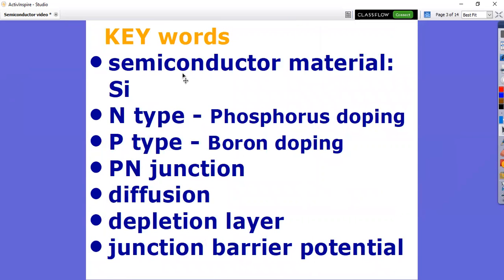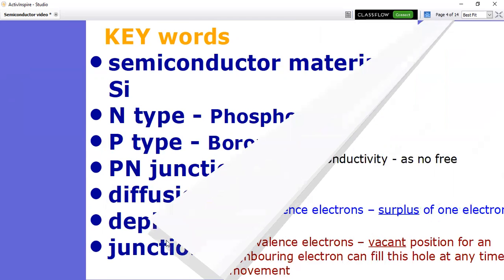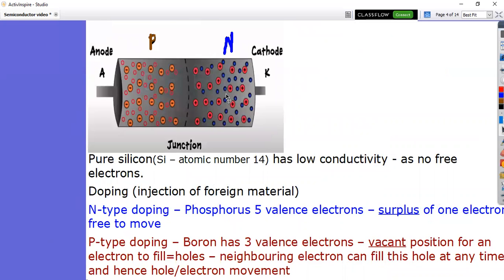Keywords we're going to investigate: semiconductor material, doping, p-n junction, diffusion, depletion layer, and the barrier potential. If we take semiconductor material such as silicon and we dope it, we inject foreign material such as phosphorus, we create a negatively charged material where there's a surplus of electrons. If we dope silicon with boron, we then have a deficiency of electrons, or holes.